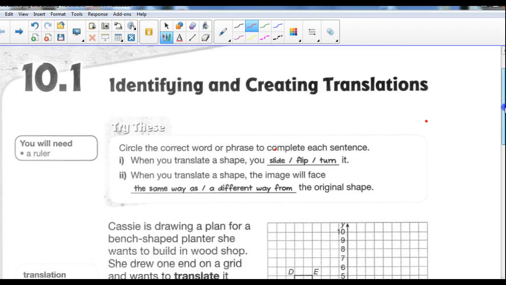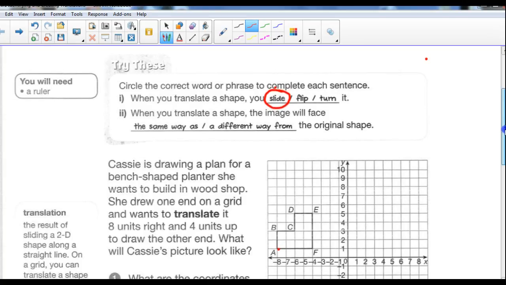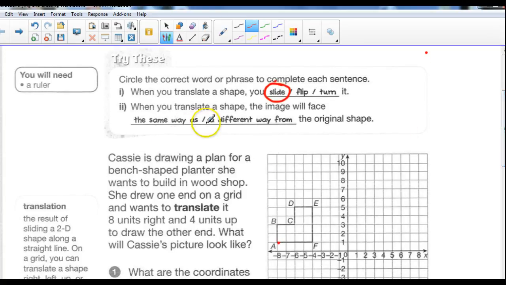Okay, what is a translation? Well, circle the correct word or phrase to complete each sentence. When you translate a shape, you see if you can remember what it is from the video. You slide, flip it, or turn it. Well, a translation means to slide. Flip it means to reflect it, and turn it means to rotate it. We don't want to do those. So when you translate a shape, the image will face the same way as or a different way from the original shape. Well, when you translate a shape, it always faces the same way as, okay? Because we're not flipping it or turning it, we're just sliding it.